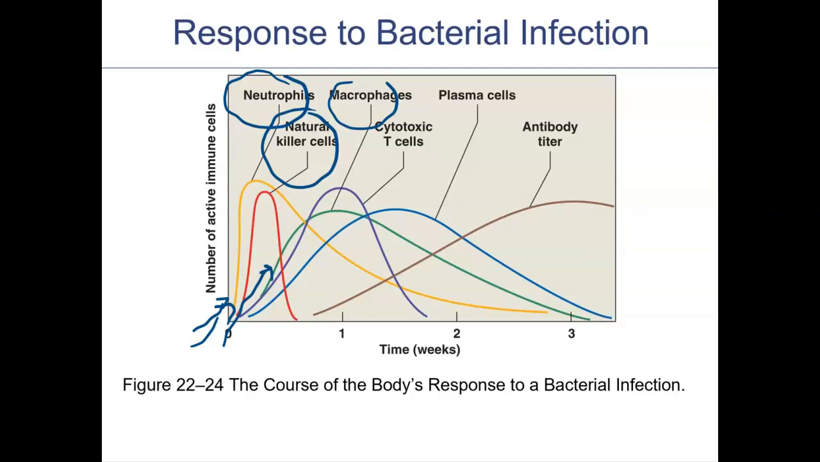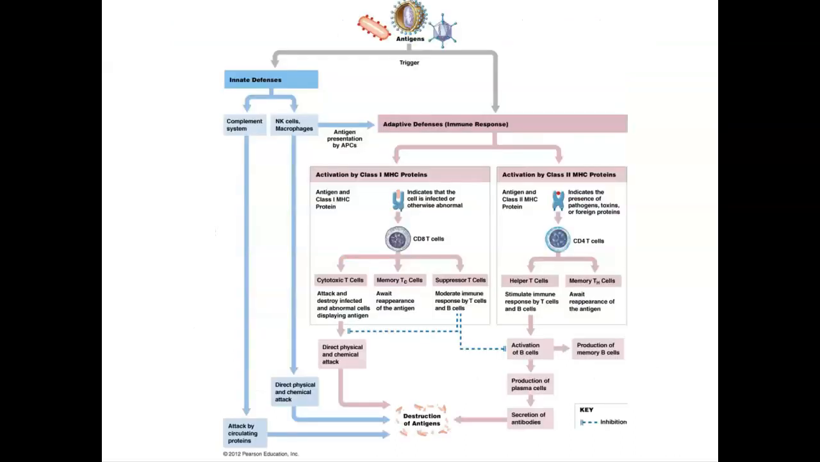But then we have our adaptive, right? We're going to get our cytotoxic T cells. They're going to take a little longer, as will our plasma cells. So when we're looking at our specific immunity, our adaptive, when we get T and B cells, we're looking at probably 4 days to 2 weeks before we get a really good response. So sometimes you'll go in and get checked out and they'll say, well, just give it 2 weeks and see if you feel any better, because it might take 2 weeks for you to get a really good immune response to it.